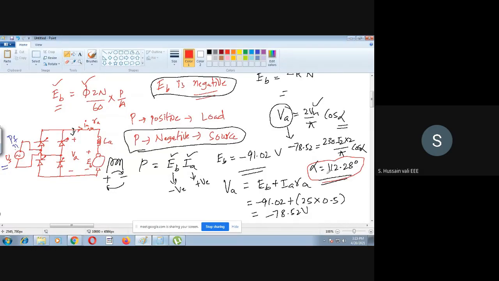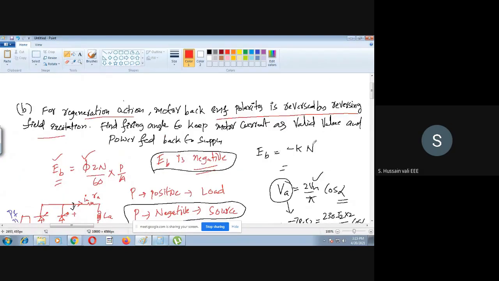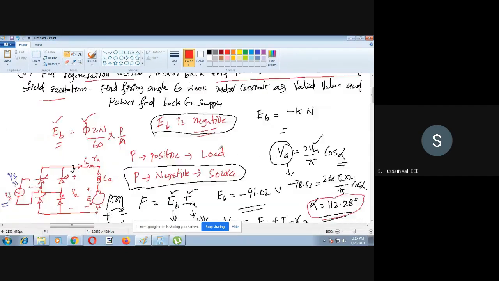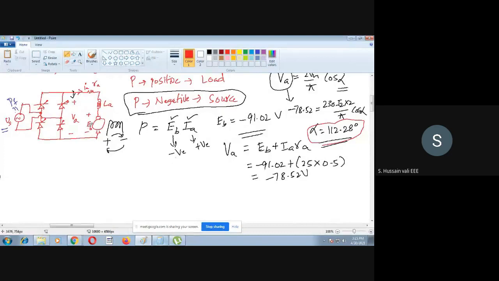Now what is the next question he's asking in that only? He's asking power fed back to supply. So how much power is being fed back to supply? Now I said that this is acting as a generator. So if it is acting as a generator, then this generator has to give the supply back to your source.